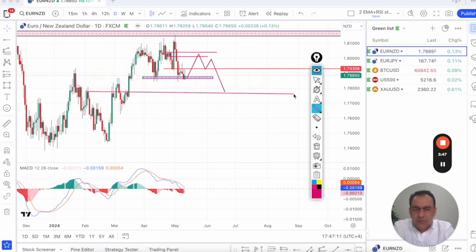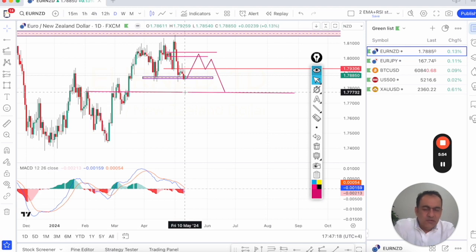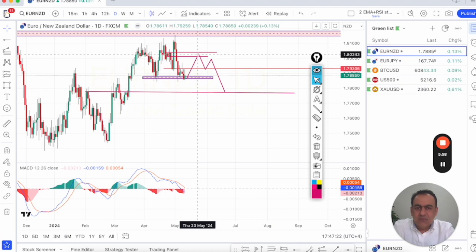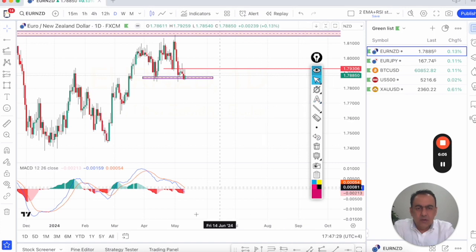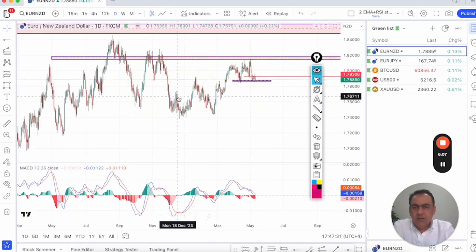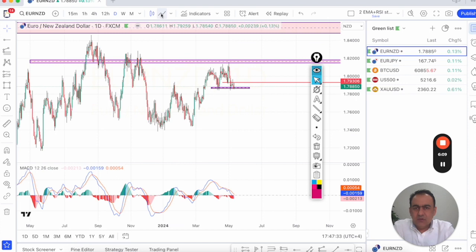and the major level is here. So I'll be expecting EURNZD to touch 1.773 in the coming days if it gets rejected around 1.8041. So this is the plan for EURNZD in the upcoming week. I'll be looking for some short-term sell trades.